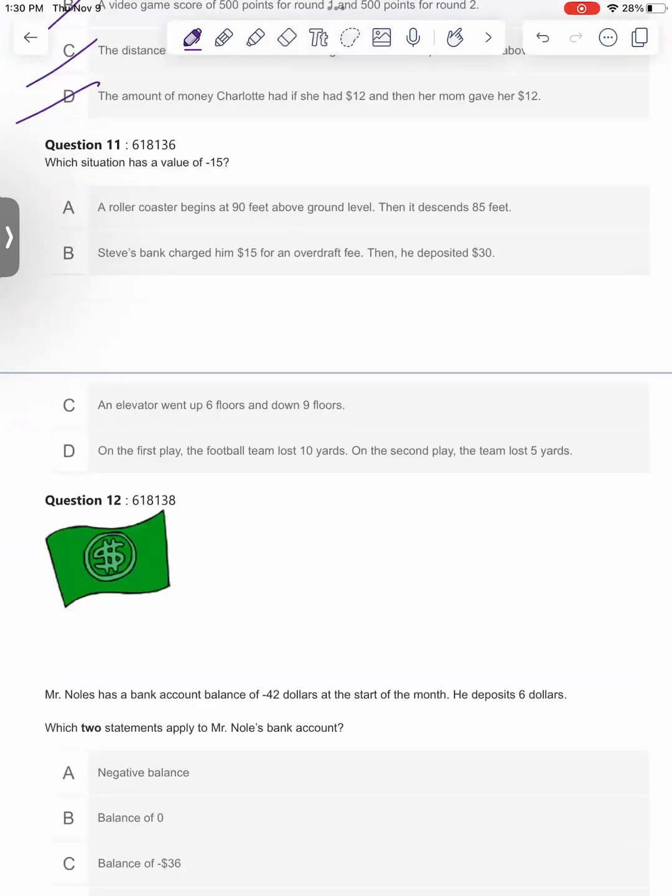Okay, value of negative 15. Roller coaster begins at 90 feet above ground level, descends 85 feet. So it's at 90 minus 85. That's 5.